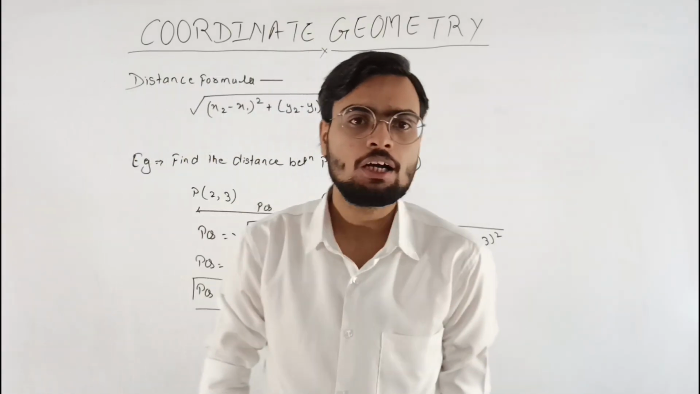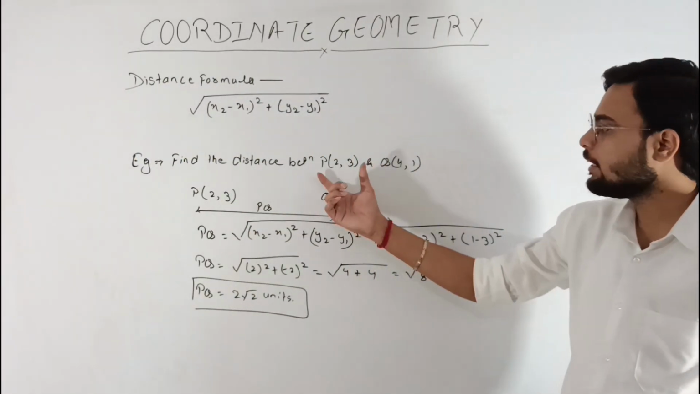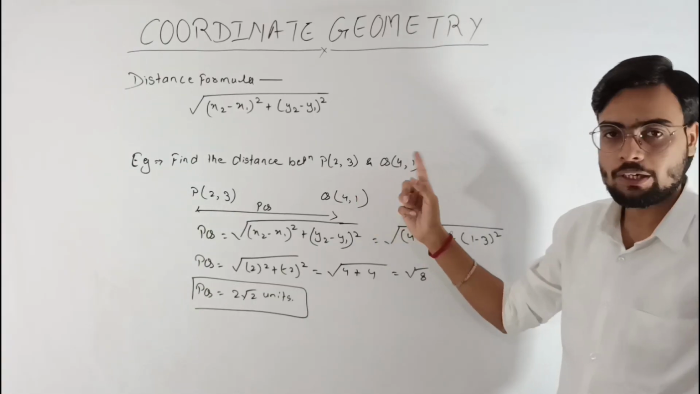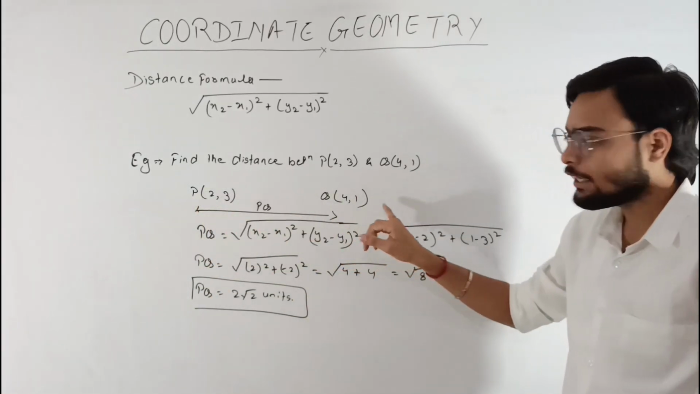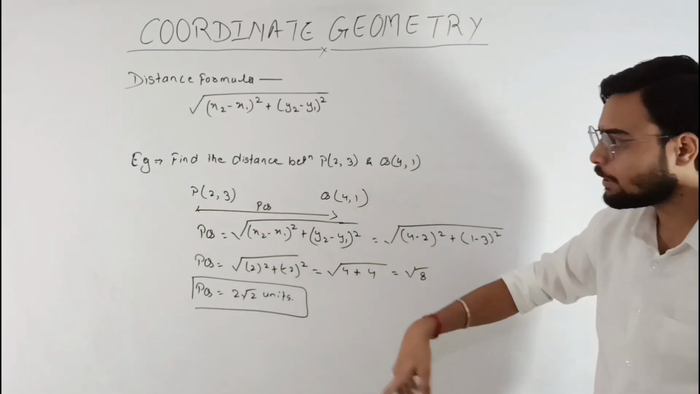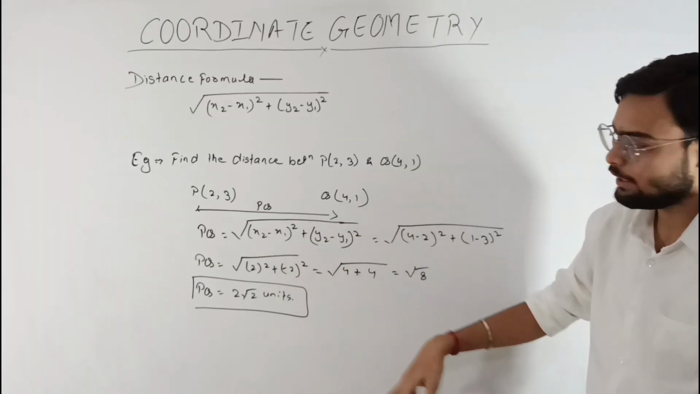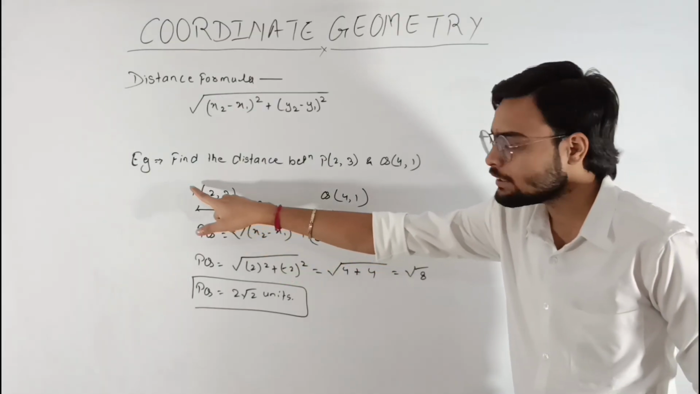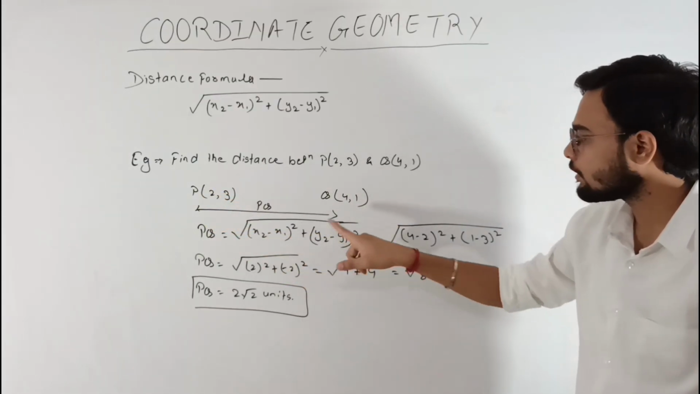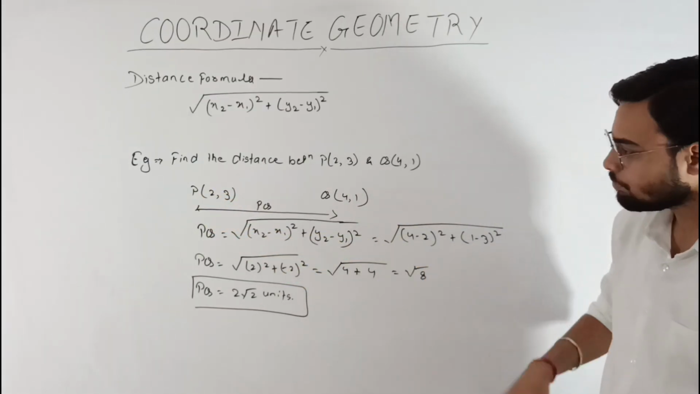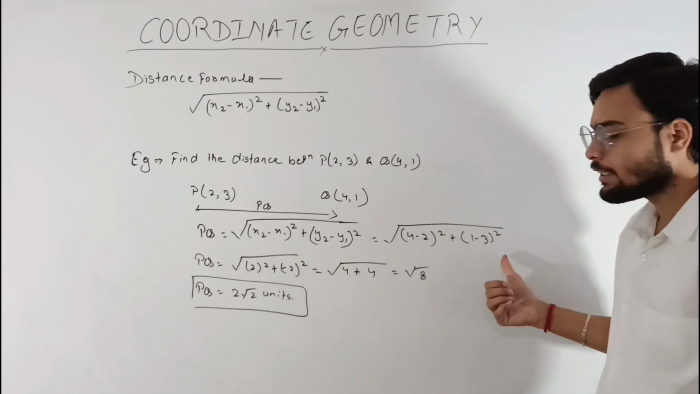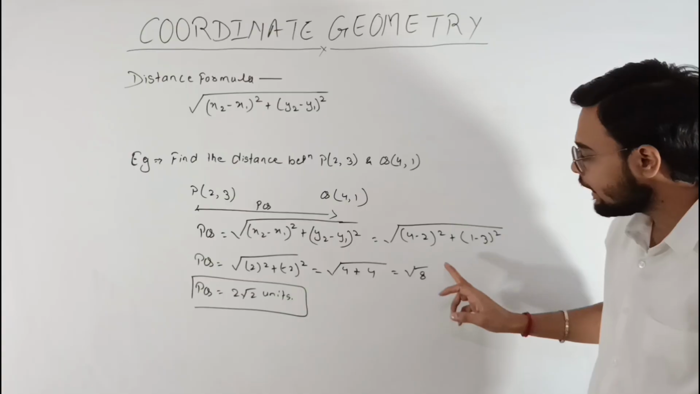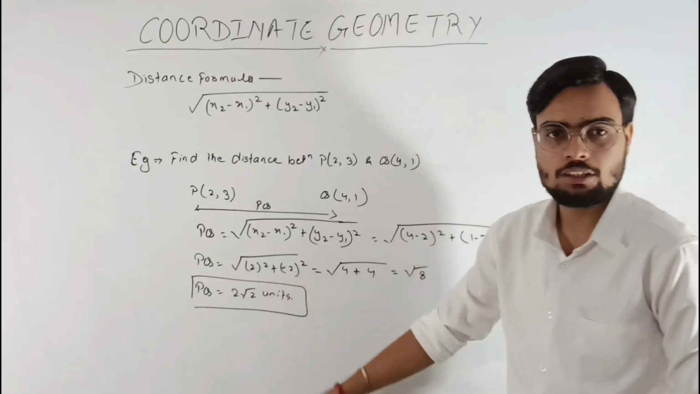Understood how we use the distance formula? Let's see one more time. We have a point P which is (2, 3) and Q which is (4, 1), and we have to find the distance between these two points P and Q. So PQ is what? Root of (x2 minus x1) square plus (y2 minus y1) square. x2 is the coordinate of this Q point and x1 is the coordinate of this P point. So look here, 4 minus 2, and y2 minus y1 which is 1 minus 3, square, equals 2 square plus minus 2 square which is 4 plus 4, that is 8, and root 8 is what? 2 root 2 units. Understood?